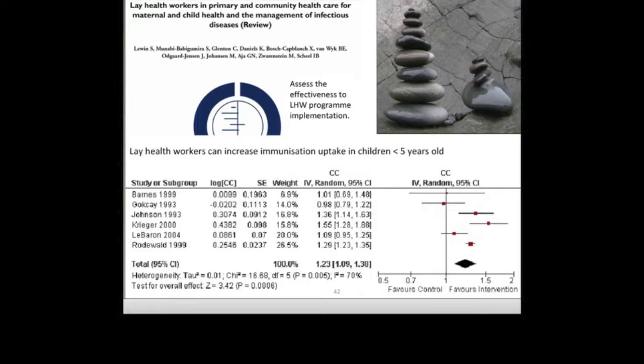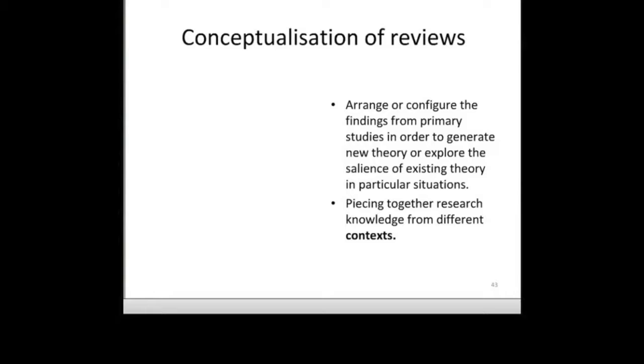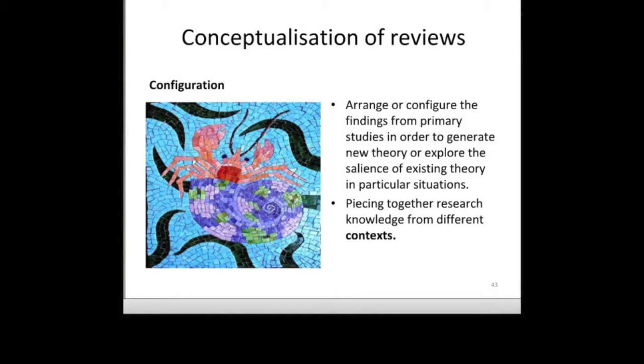Now, the second metaphor I'd like to use is one of a mosaic, and this really links into the idea of configuration that is very central to qualitative evidence synthesis. What we do, we rearrange, we configure the findings of primary studies in order to generate new theory or explore the salience of existing theory in particular situations. So what we actually do is piece together research knowledge from different contexts.